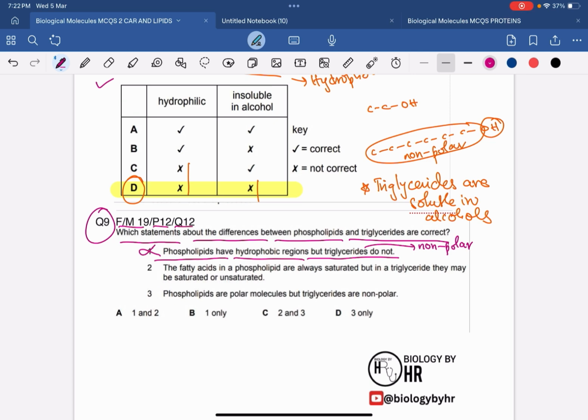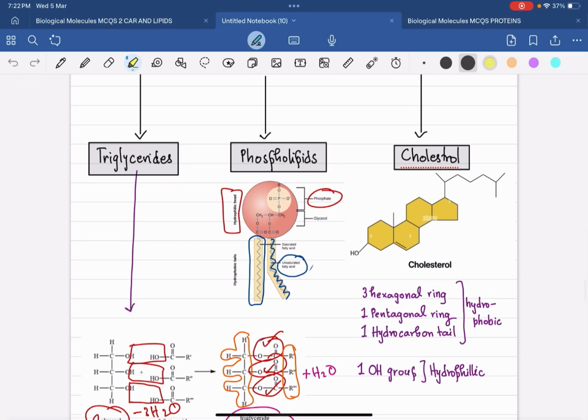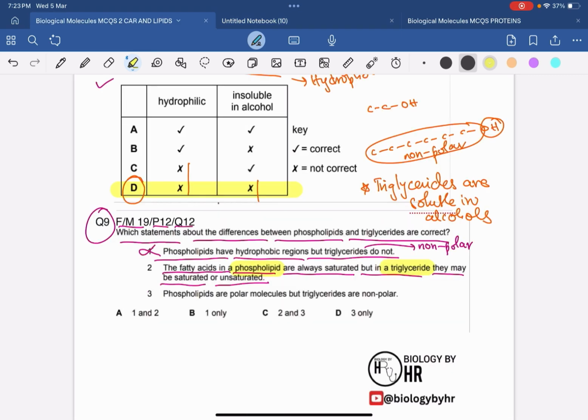Then statement 2 says that the fatty acids in the phospholipids are always saturated, but in the triglycerides they may be saturated or unsaturated. No, the fatty acids either in the phospholipid or in the triglyceride can be saturated or unsaturated, right? If you remember, I showed you the diagram of the phospholipid over here, you can see that the fatty acid is unsaturated. So it is not a rule, right? Fatty acids can be saturated and they can be unsaturated as well.